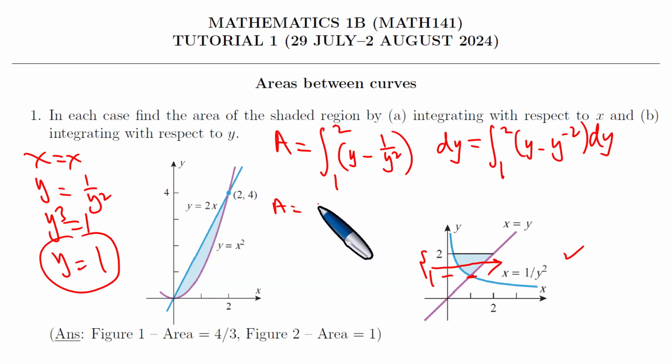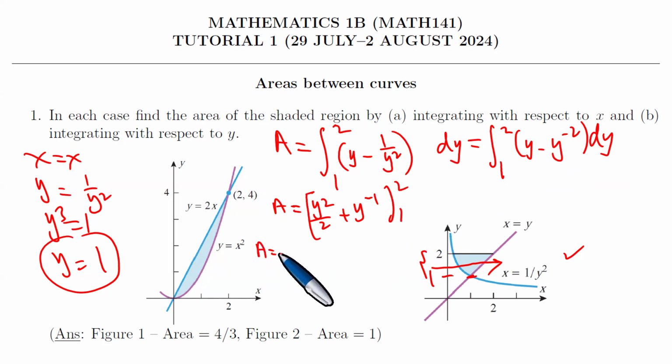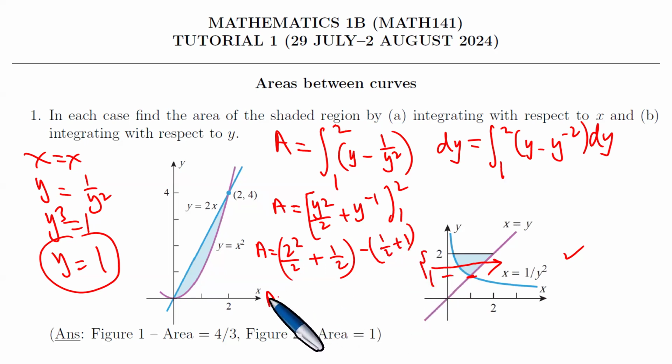So we have the integral from 1 to 2 of y minus y to the minus 2 dy, which is y squared over 2 plus y to the minus 1, integrated from 1 to 2. You put in the 2, which is 2 squared over 2 plus 1 over 2, minus 1/2 plus 1. What is 2 squared over 2? It's 4 over 2, which is exactly 2. Then you have 1/2 minus 1/2, which is 0. Then you have minus 1, and therefore the area is 1.